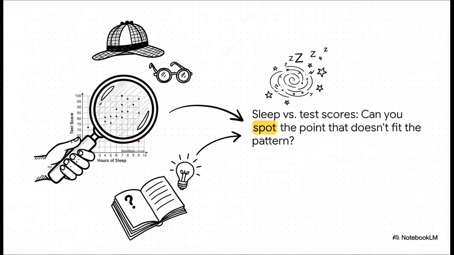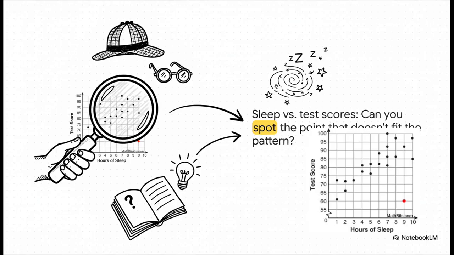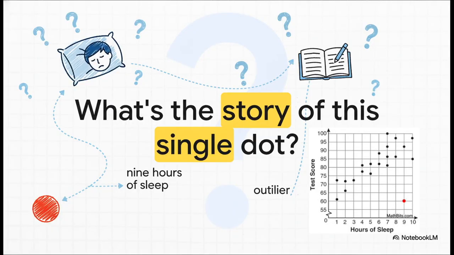Okay, time to put on your detective hat. This scatter plot shows test scores versus how many hours of sleep someone got. Now, most of the dots follow a nice pattern. More sleep, higher score. But do you see one point that completely breaks that trend? Take a look. You see it? That red dot way down in the corner. That's our outlier. Now we have to ask, what's its story?